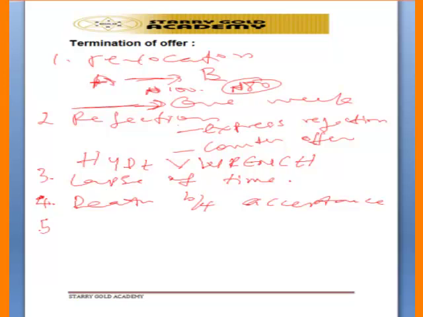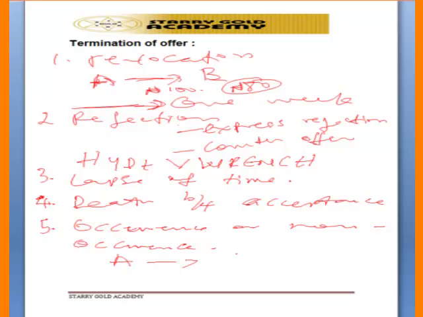Then we have number 5, occurrence or non-occurrence of condition. So if I should announce that I will sell my biro to Mr. B, as far as Jelili remains the governor of Lagos State, it means that the offer will remain open as far as Jelili is still the governor of Lagos State. So after Jelili is no more in office, the offer lapses. That's what we call occurrence or non-occurrence of condition.